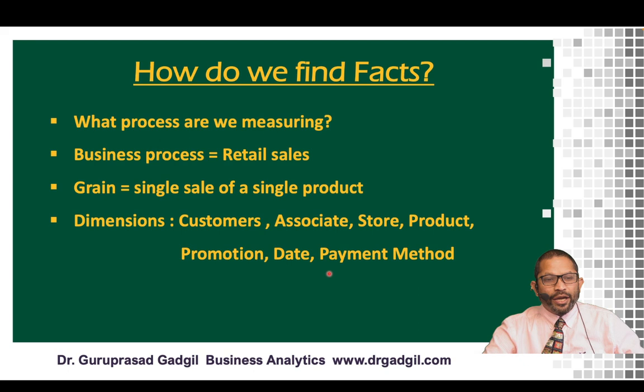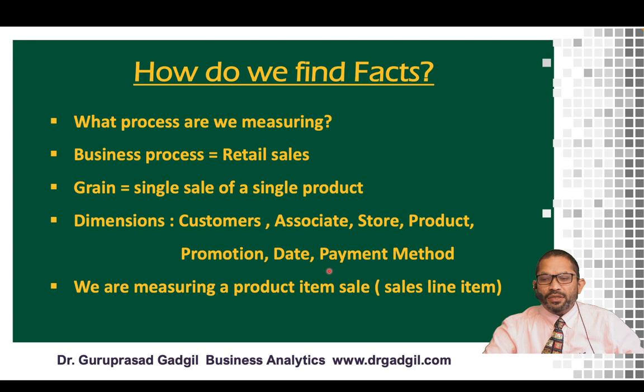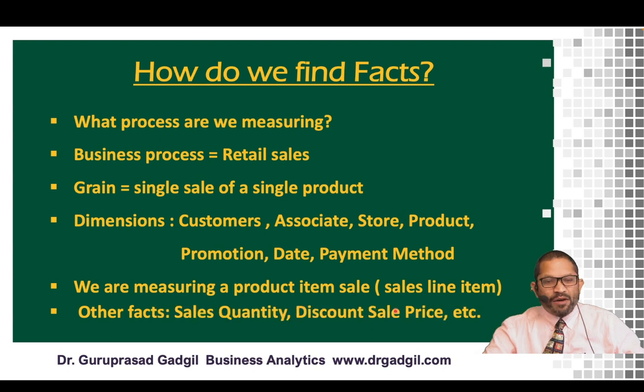So according to the spreadsheet, the key process we are measuring is a product item sale. We can also call it a sales line, one line, and it talks about the sales. So this item is one single line related to sales. So we are measuring a single product item sale. Other facts such as sales quantity, discount, sale price, and so on will be other columns or attributes of this fact table. If you have a fact table, it will give you the dollar value and it will also give you characteristics.